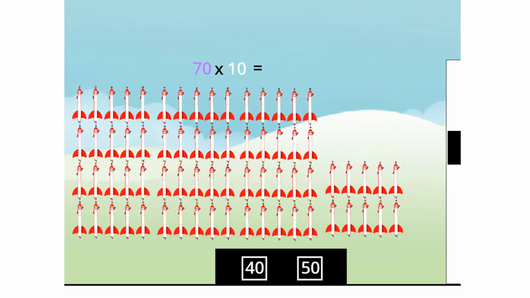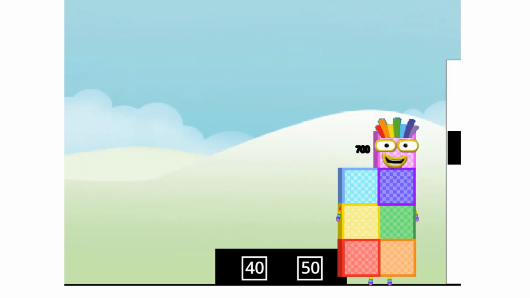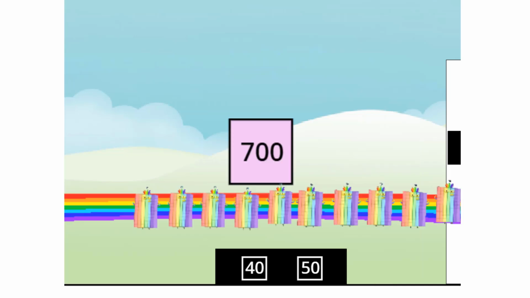70 times 10 equals 700. I am 700. You lucky numbers. As luck would have it, I'm 70 tens. So I'm also 10 70. The Rainbow Collection.